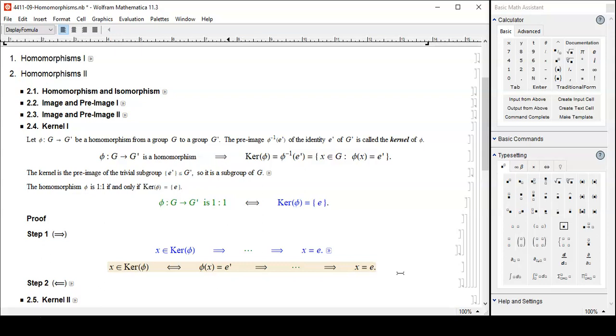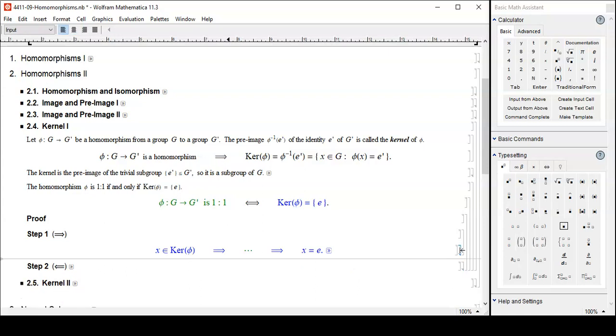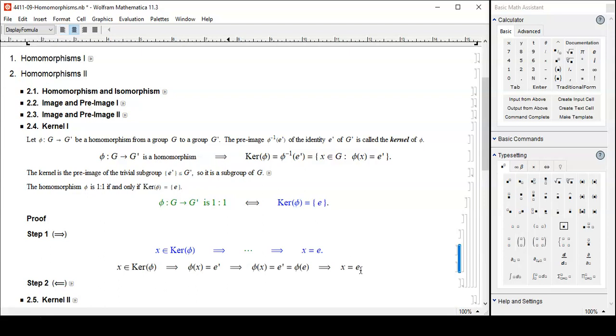How do you do that? Any idea? How do you apply this green somewhere here? Any idea? No? Giving up? Well, here we go. That's the key idea. That's where I use this green. Phi is one-to-one.